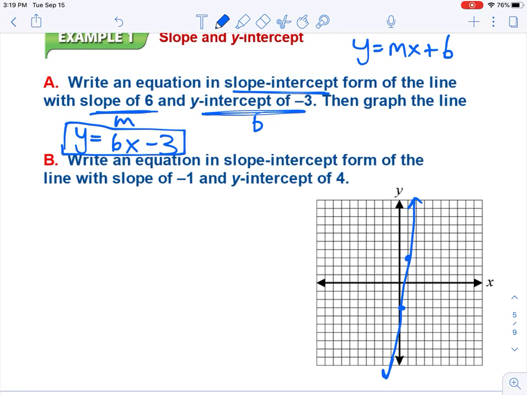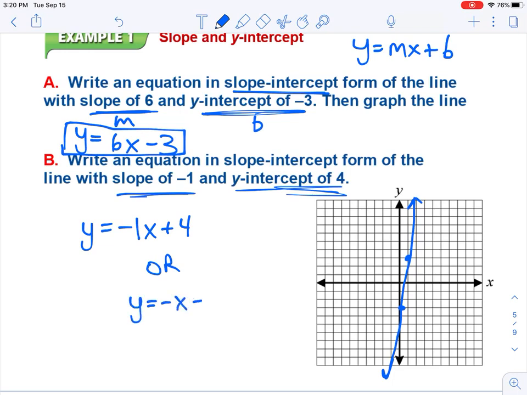We also are going to write an equation in slope-intercept form with a slope of -1, y-intercept of 4, so we have y equals -1x plus 4. You could also write this y equals -x plus 4. Both of these are correct.